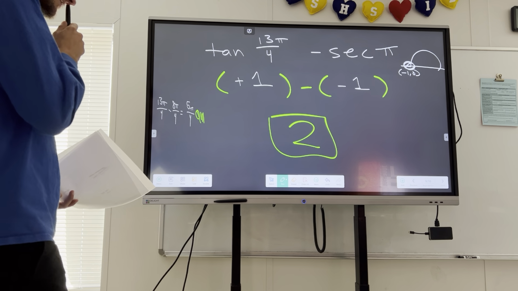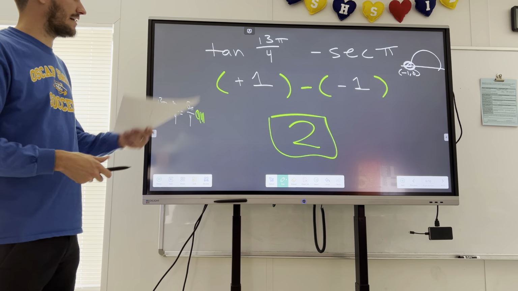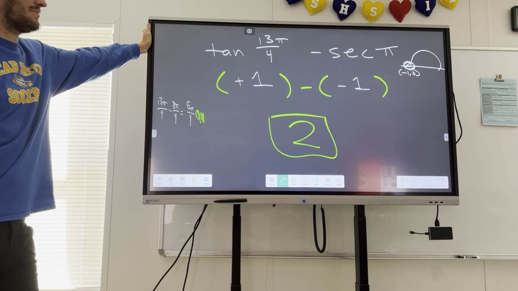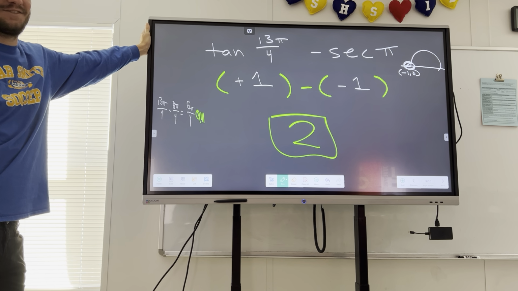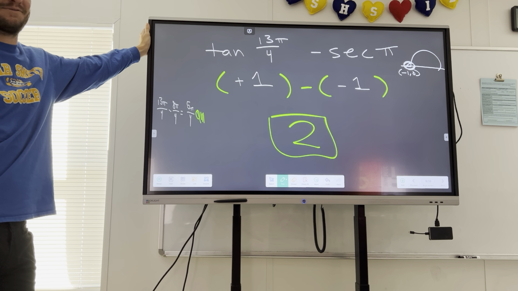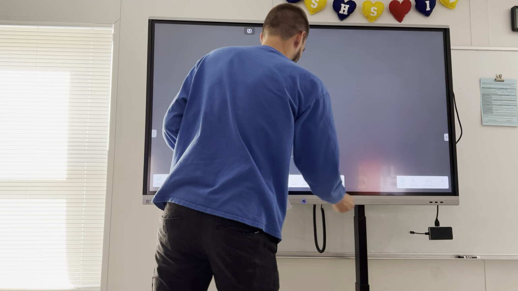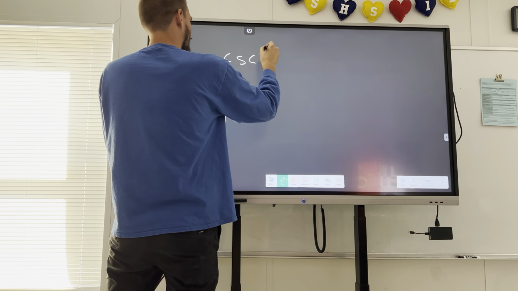Next time somebody asks you, like, hey, what time you want to meet up this weekend? You know, just tell them, what about tangent of 13 pi fourths minus secant pi? Yeah. 2 o'clock. What are you guys talking about? 2 o'clock. You guys don't want to hang out 2 o'clock? All right. Fair enough. People love being friends with math.